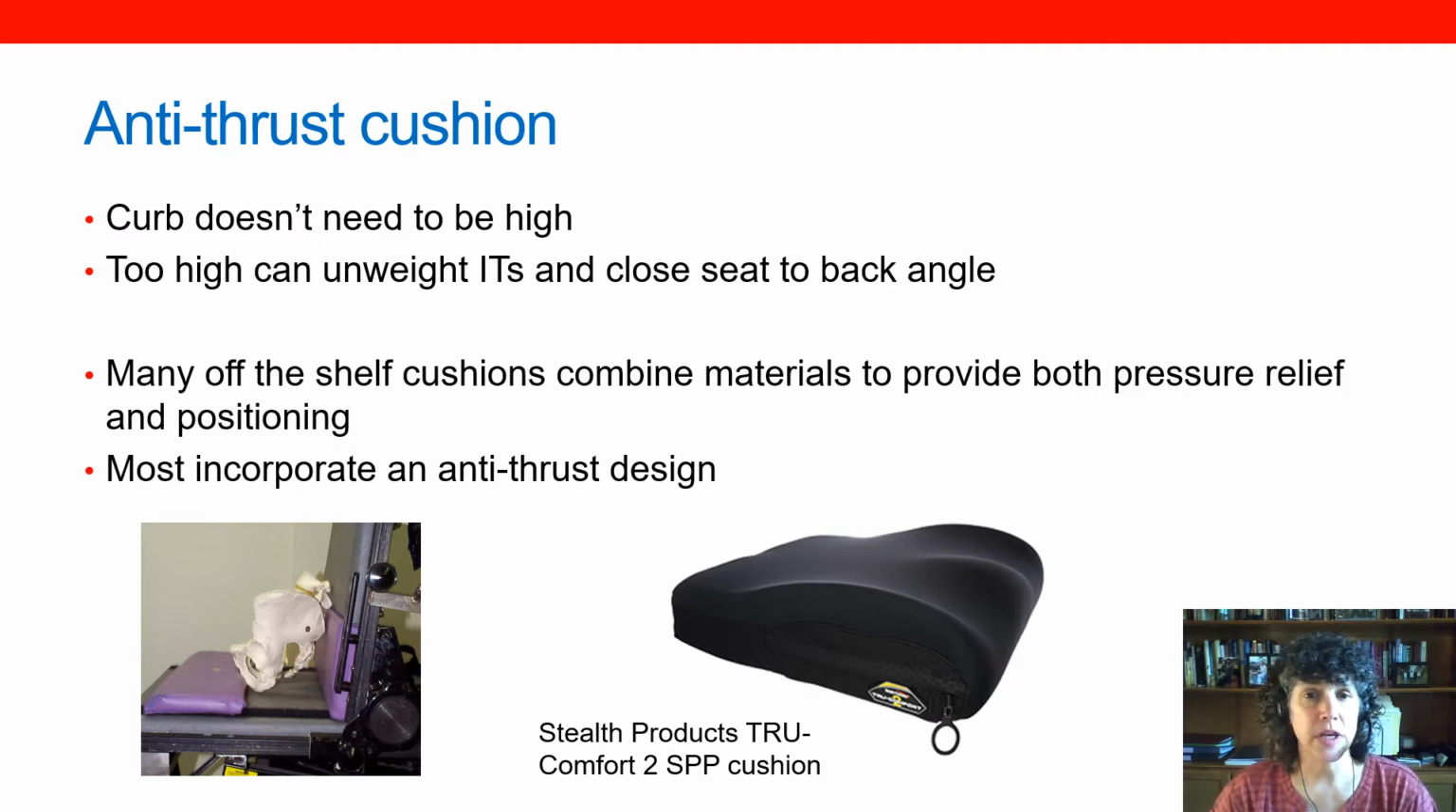It's important this curb is in the right location. If it's too far forward, the client will simply rotate until they meet that curb and then stop. Many clients can jump up and over this curb, and so an appropriately angled pelvic belt is real important, and we'll talk about that just in a moment. Many off-the-shelf cushions combine materials and use a design that mimics this anti-thrust shape as well, and allows us to provide a combination of pressure relief under the ITs, but using firmer materials throughout the rest of the cushion to help with positioning.